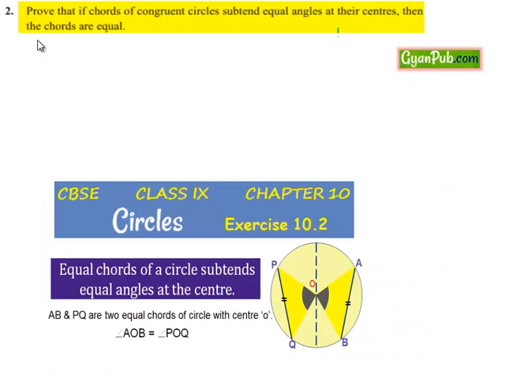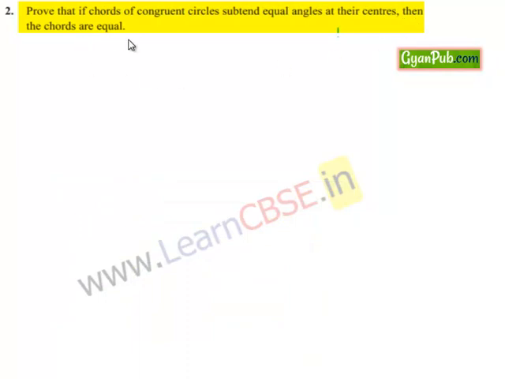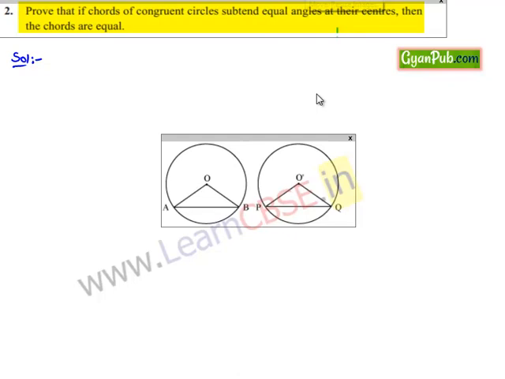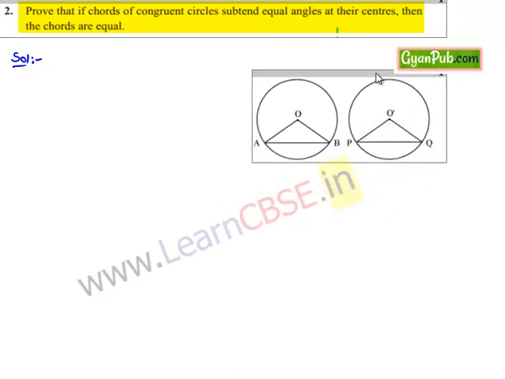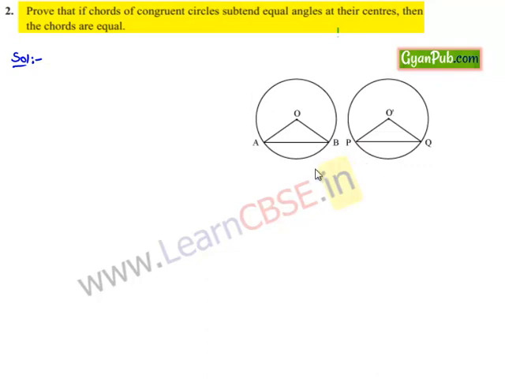Moving on to question number 2. Prove that if chords of congruent circles subtend equal angles at their centers, then the chords are of equal length. Now moving on to the solution. Now in the solution, let us consider two circles respectively with the centers O and O dash, and AB and PQ be the equal chords. Let AB and PQ be the chords in the two congruent circles which subtend the equal angles at the center, that is angle AOB is equal to angle PO dash Q.